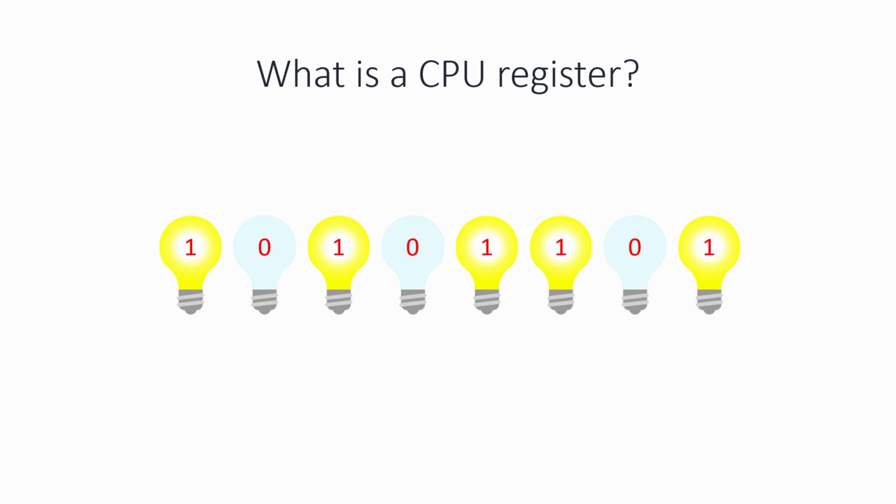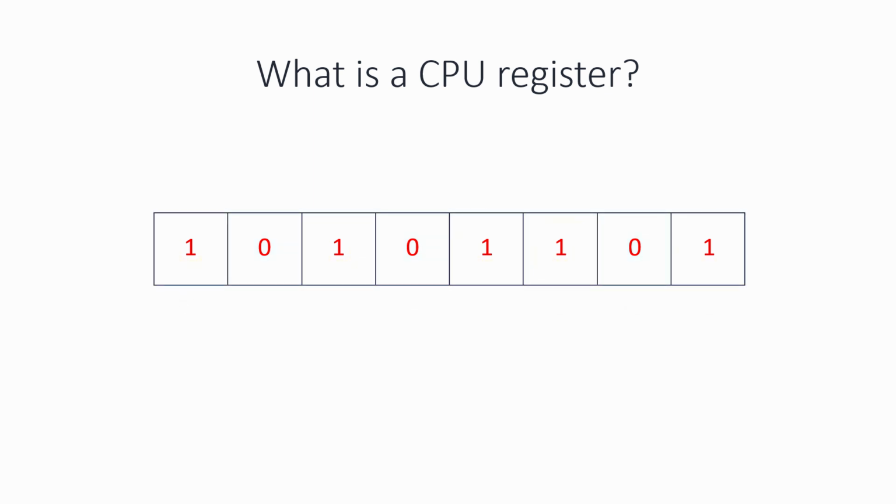If a light is on, that is, if the flip-flop is on, it represents the digit 1, and if it's off, it represents the digit 0. A register is therefore a component capable of storing a group of binary digits. We call them bits for short. All program instructions and data inside a computer are represented as groups of binary digits. That's why we call them digital computers.